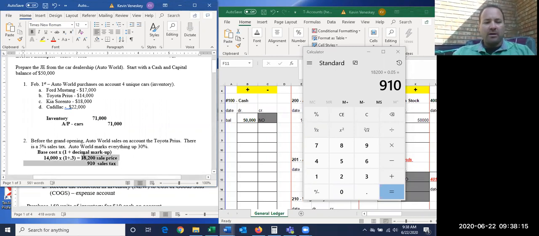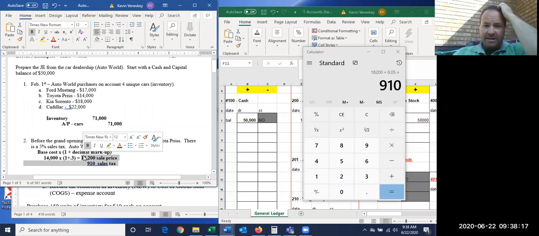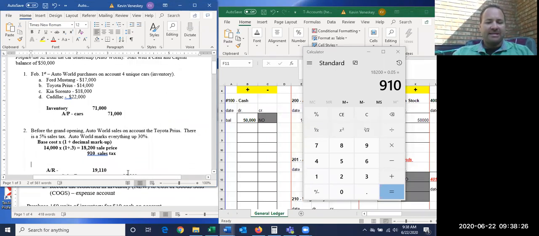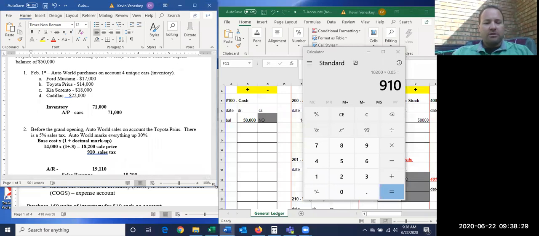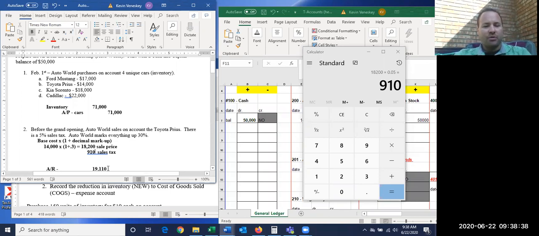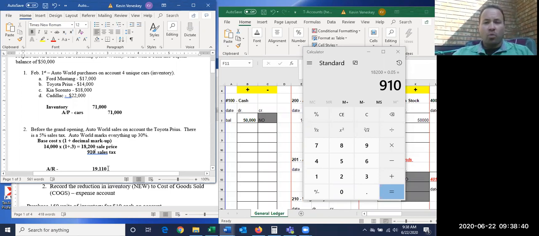These are the two things that together are what my customer is paying me, or will pay me. And in this case, they are going to pay me on account. So my accounts receivable will be the 18,200 plus the 910. When you add those up, I got 19,110. That's what I'm getting, or I'm getting that as I promised to be paid.